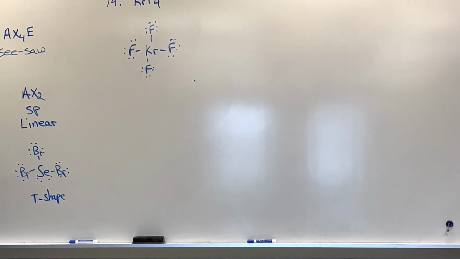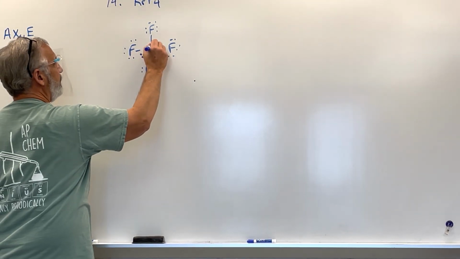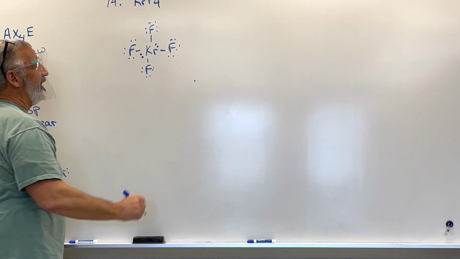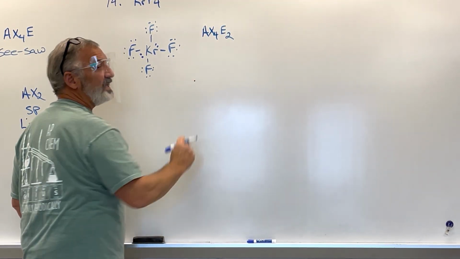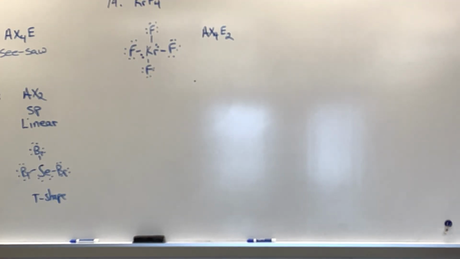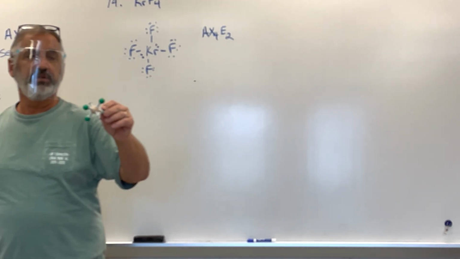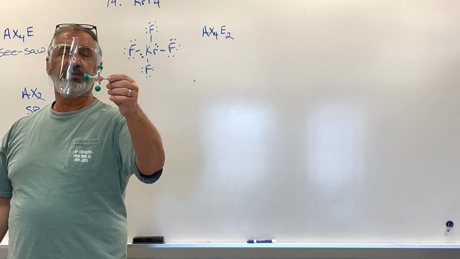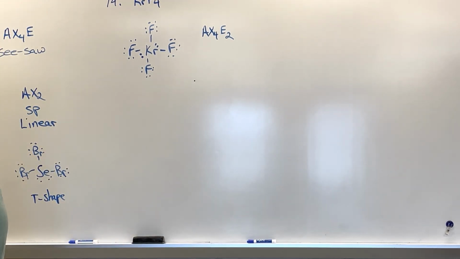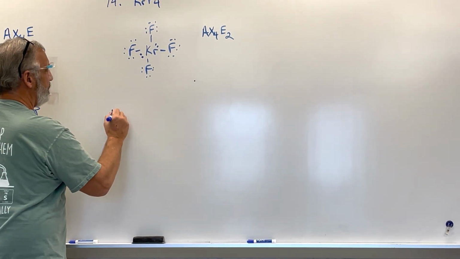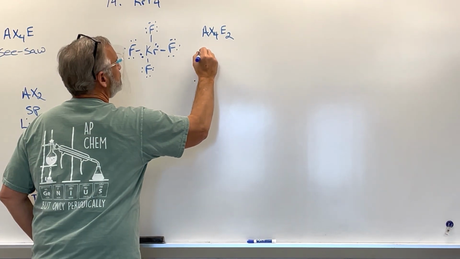What do I do next? Where do the last electrons go? On the krypton. 2 pair, always in pair. So I have AX4E2. So that's that square planar one we were just talking about. AX4E2 is going to be square planar with a krypton in the middle and the 4 fluorines around it. And lastly, 15.